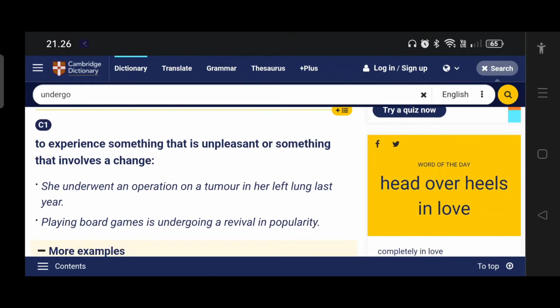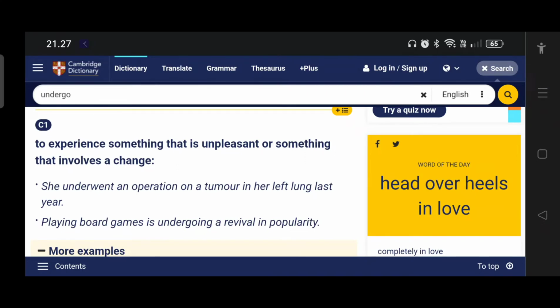She underwent an operation on a tumor in her left lung last year. Well, you can see here that she wants to express how unpleasant the process of the operation was. So that's why she used undergo.